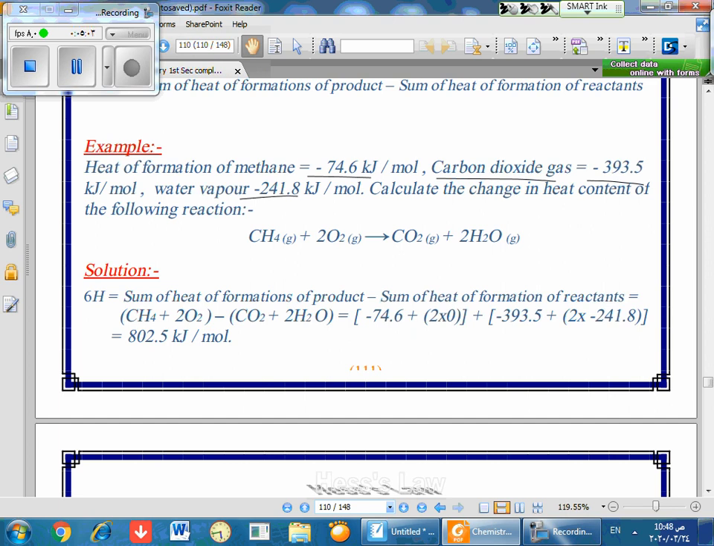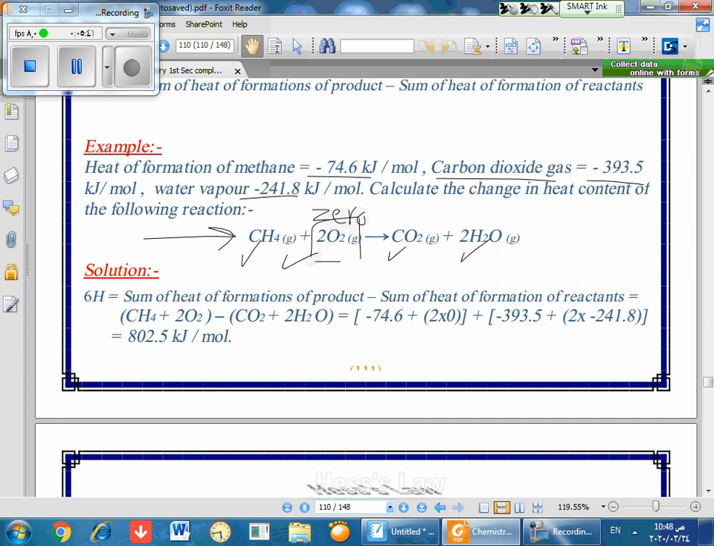So we want to measure the change of heat of this chemical equation. CH4 plus 2O2 producing CO2 plus H2O. But in this problem, we didn't find the heat of formation of O2. Why? Because O2 is an element. The heat of formation of an element equals 0. And this is given. Okay? We have the heat of formation of methane, carbon dioxide, and water vapor. So we can measure change of heat or delta H for this reaction.